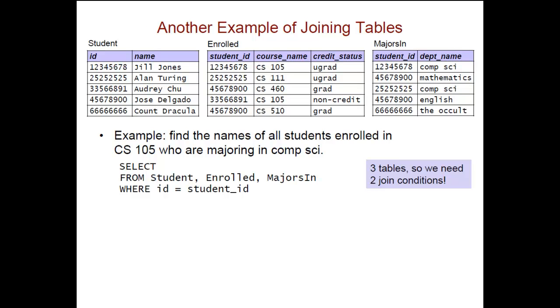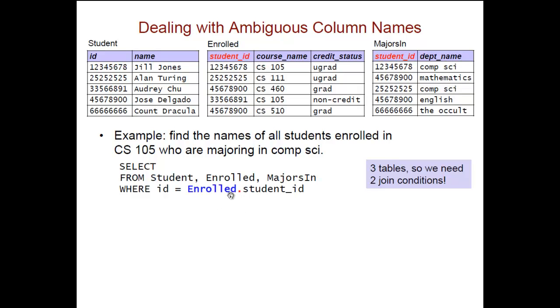But there's a problem here. There's actually two different columns called student underscore ID. There's the one from enrolled and there's the one from majors in. And so if we're not careful, we're going to end up with a case where the DBMS doesn't know which of those columns we are referring to. So this is a case of an ambiguous column name. And when we get one of those, we want to prepend the name of the table and then a dot, and then we have the column name. So now we know that in this case we're trying to match the student ID column from the enrolled table.